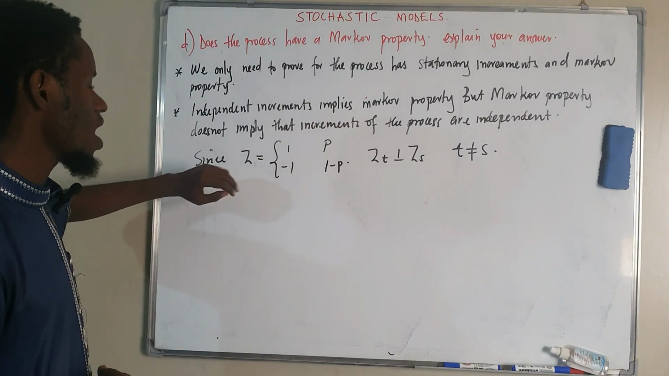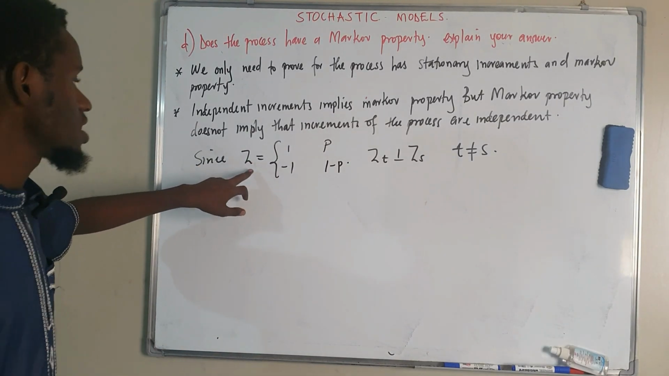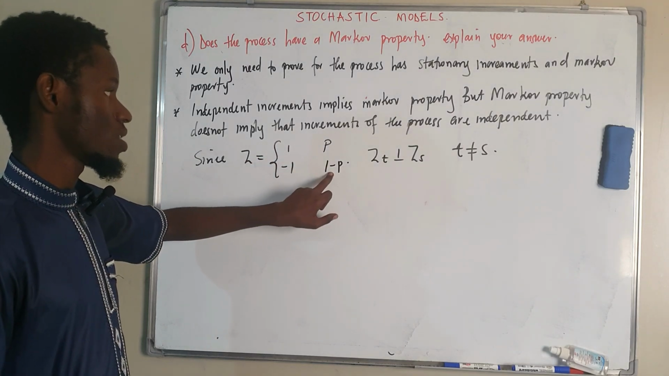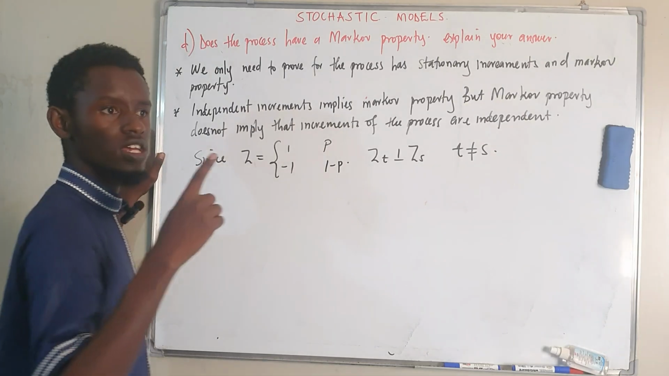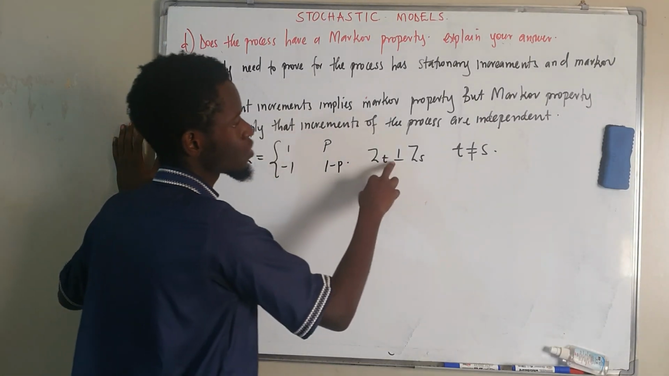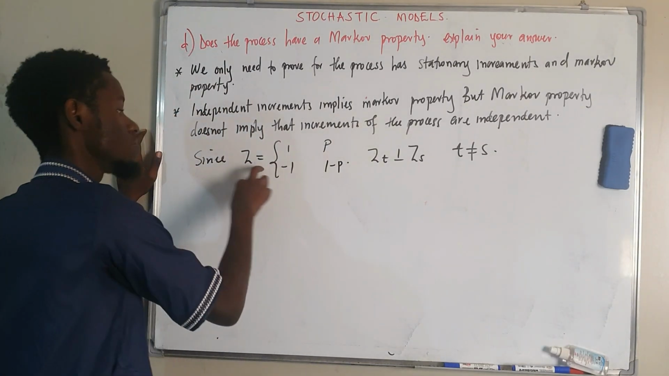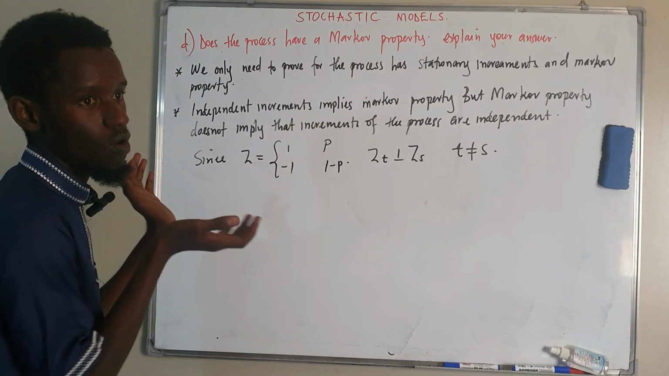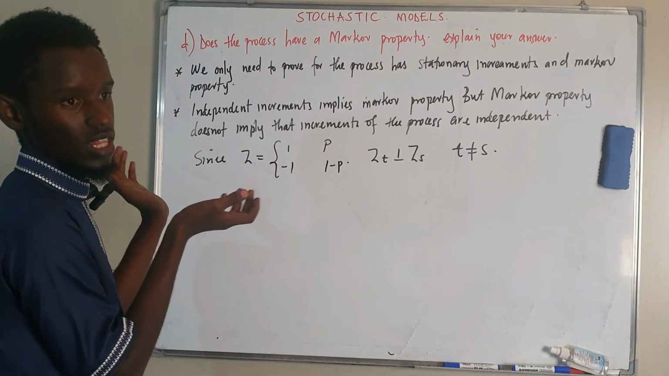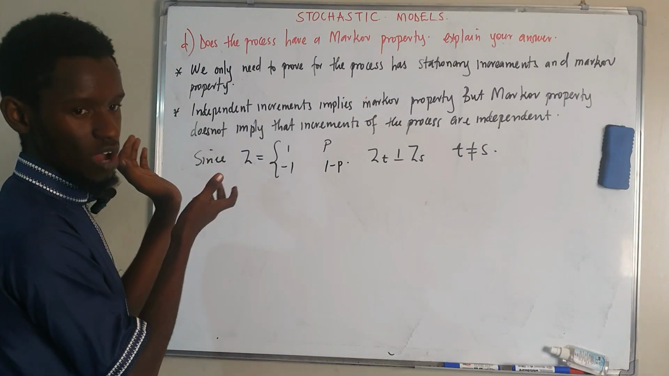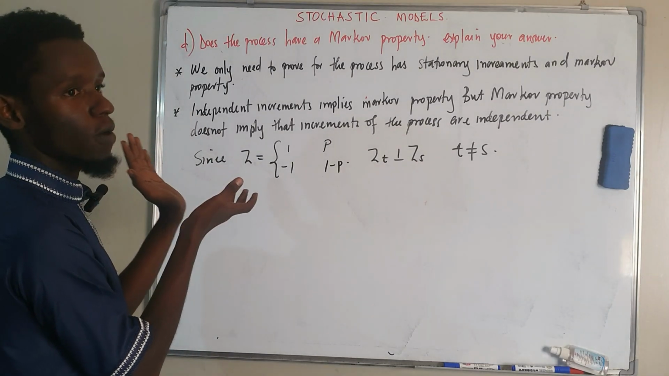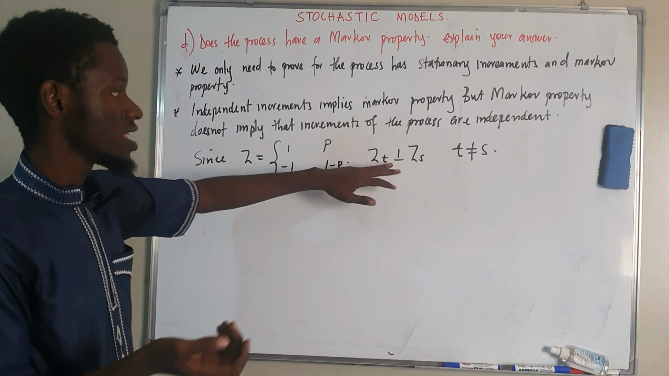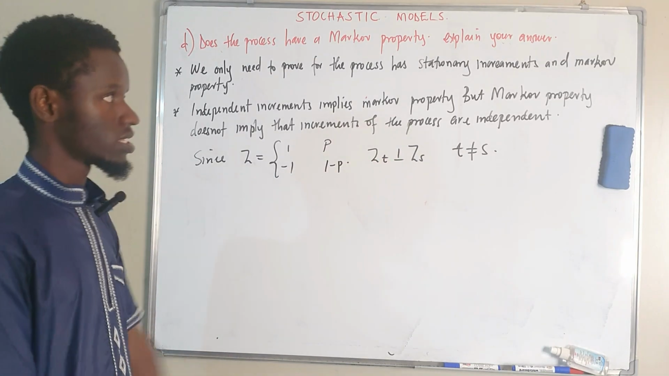Since our increments Zt are 1 and negative 1 with probabilities p and 1 minus p, and one of the properties is that Zt is independent of Zs, these increments are always independent of each other for a simple random walk. That explains to us that our simple random walk always has a Markov property because it has independent increments.